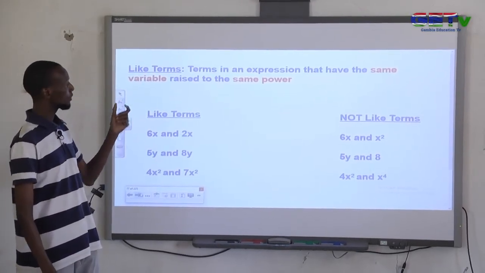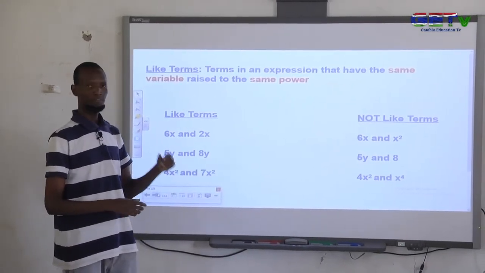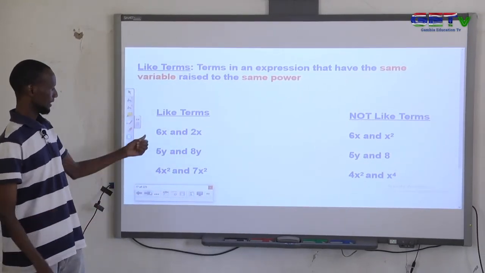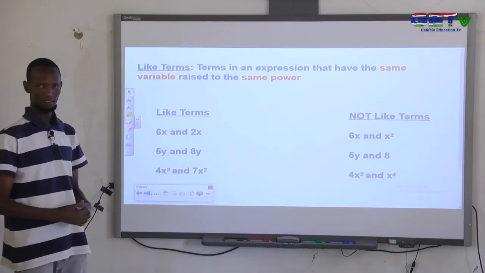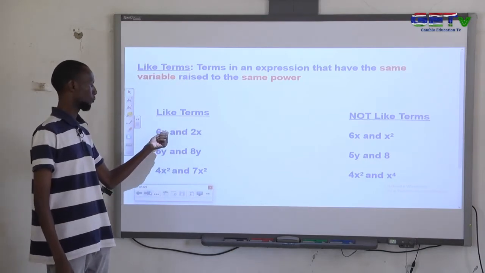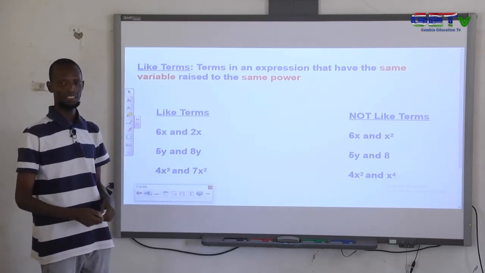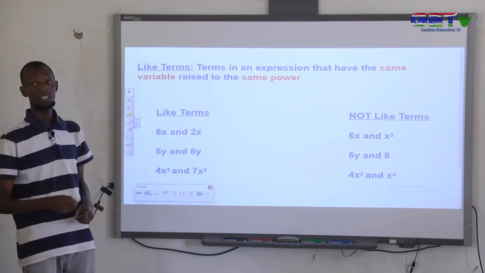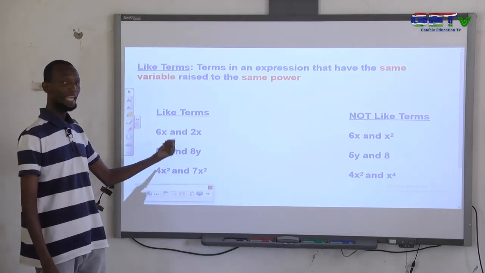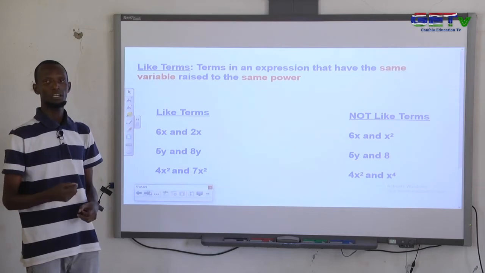There are two key things there. One, they must have the same variable, and secondly, the variable also has to be raised to the same power. You have examples here. If you look at 6x and 2x, the variable there is x for both of them, and also the power of the variable is 1 in both cases. So you can call 6x and 2x like terms because they contain the same variable, and the variable is also raised to the same power. Likewise, 5y and 8y, same variable, same power. They are also like terms.